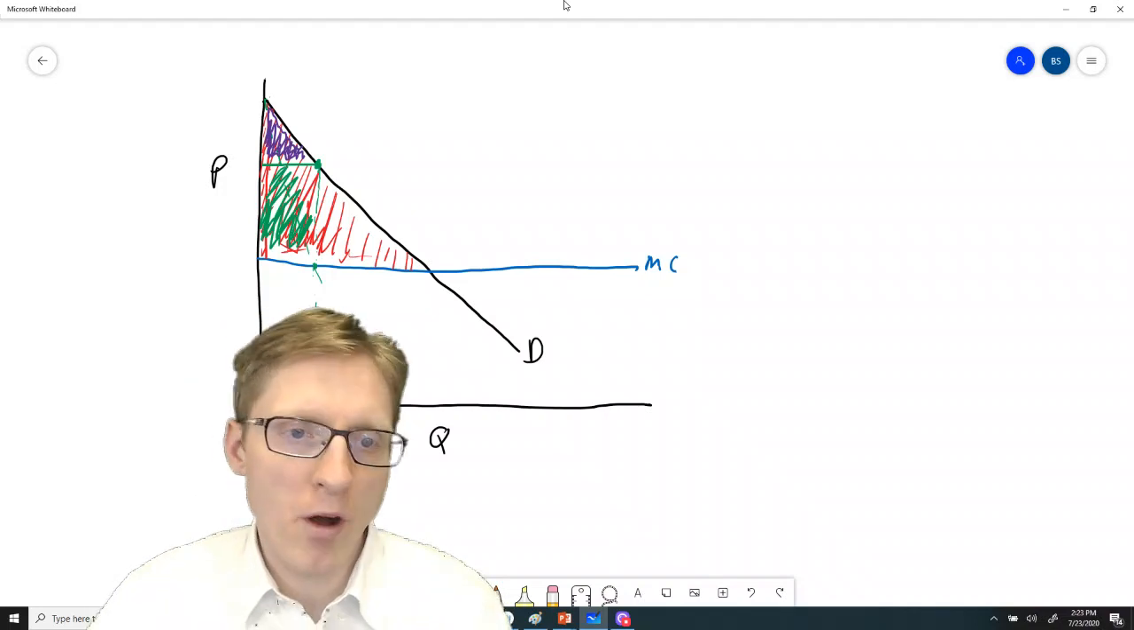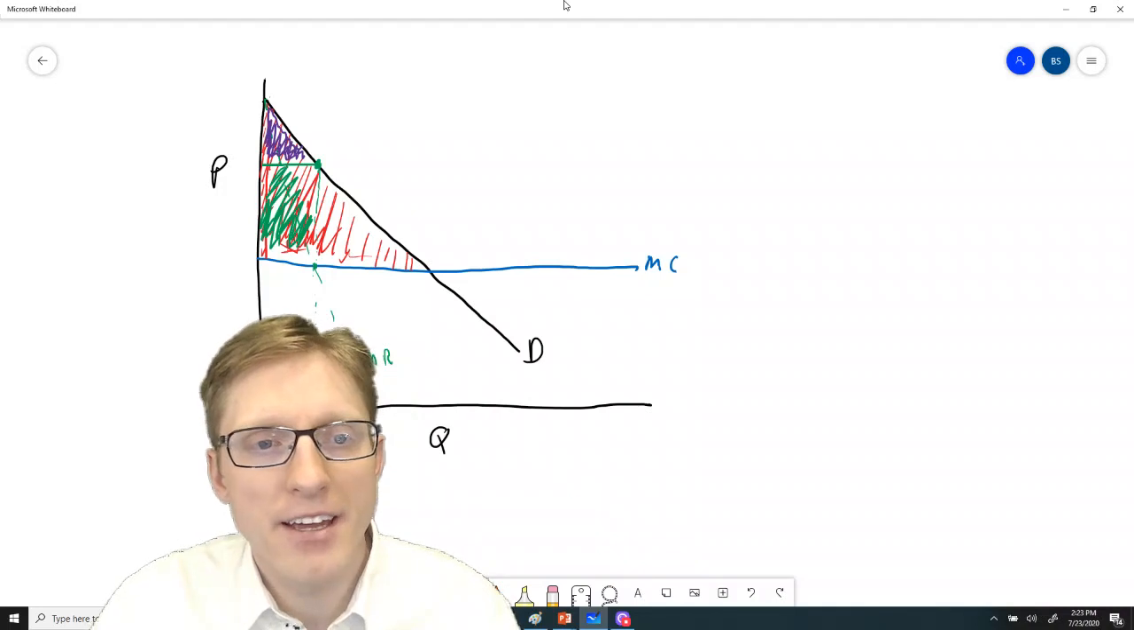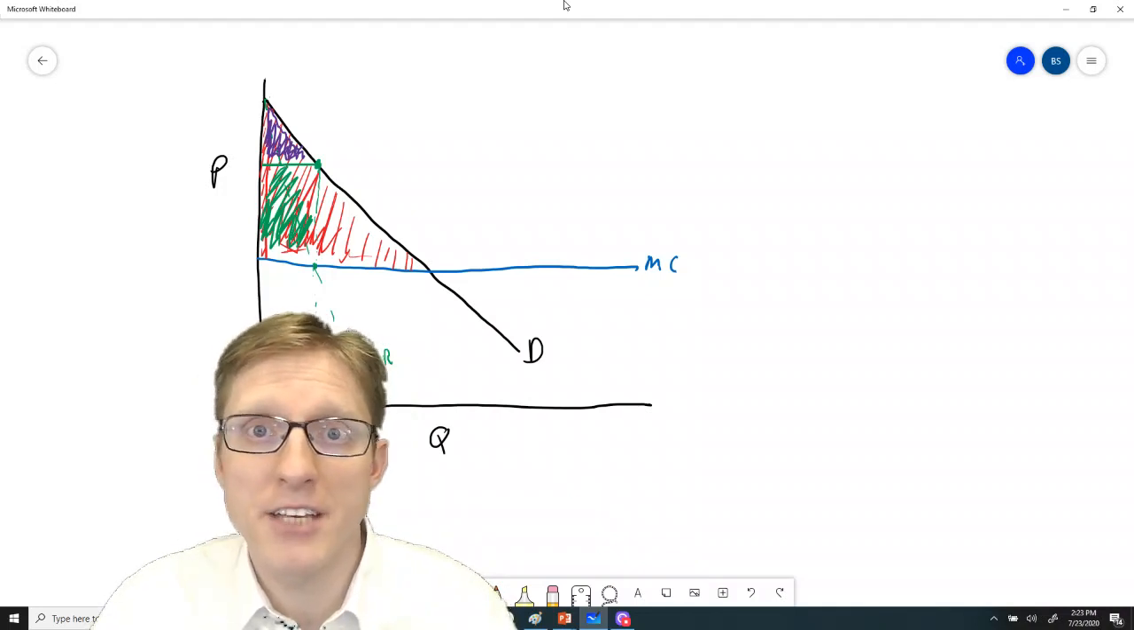So, overall, it's unclear whether first-degree price discrimination is a good thing or a bad thing. It does reduce the deadweight loss area, but it does not leave consumers particularly well off.